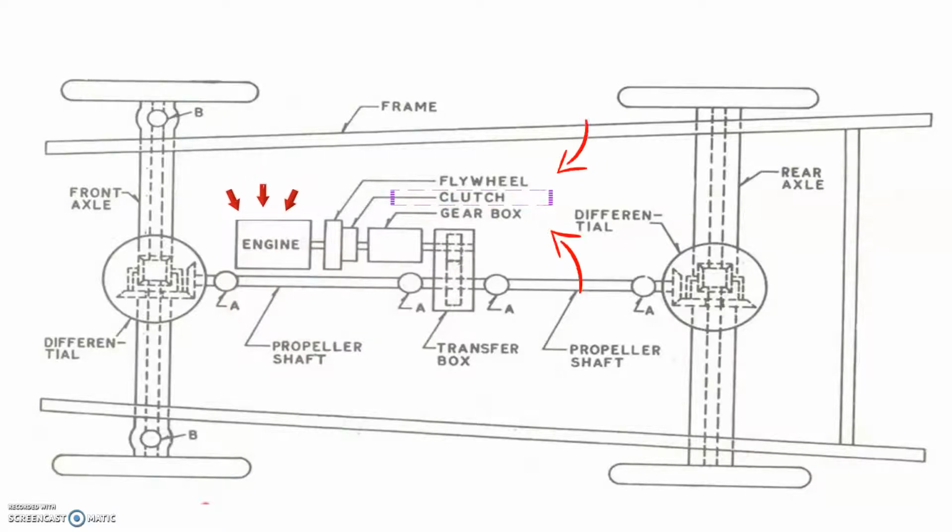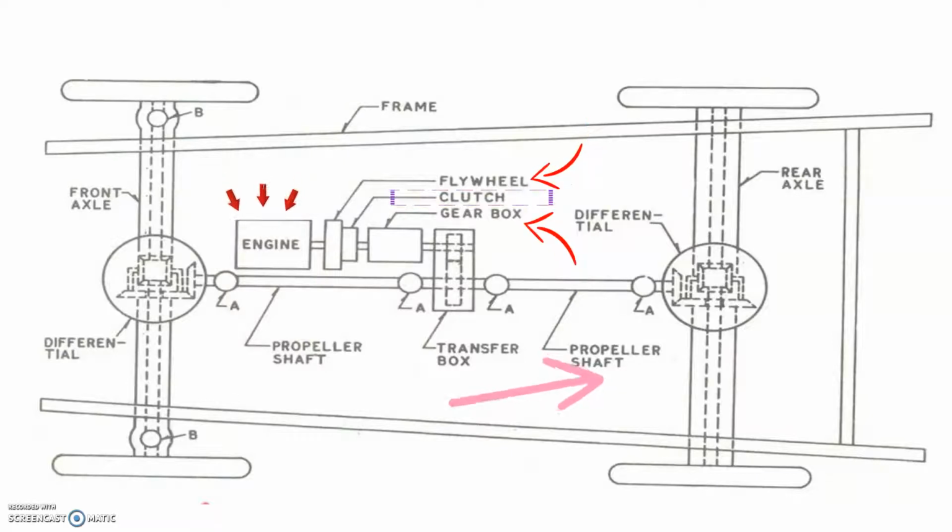Next one we have the gearbox. So the gearbox consists of gears, and the size of the gears differs, and according to that we get different gear ratios. So the gearbox provides the necessary variations in the torque from the engine to the road wheels.